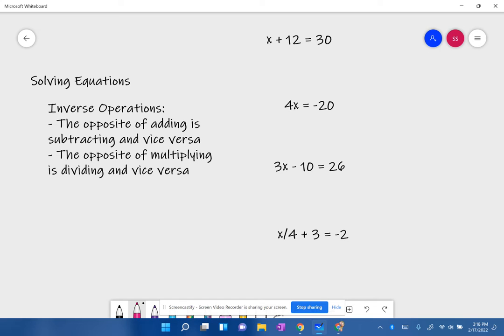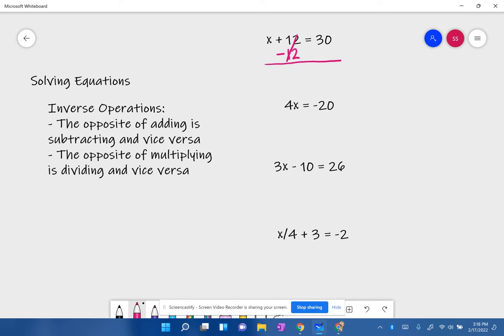The first one, x plus 12 equals 30. So we need to solve for x. That's the purpose of solving an equation, is to get x by itself. So we have a plus 12. Well, like I mentioned, the opposite of adding 12 is subtracting 12. So we need to subtract 12 so that we can cancel out the 12. 12 minus 12 is 0, so that cancels.